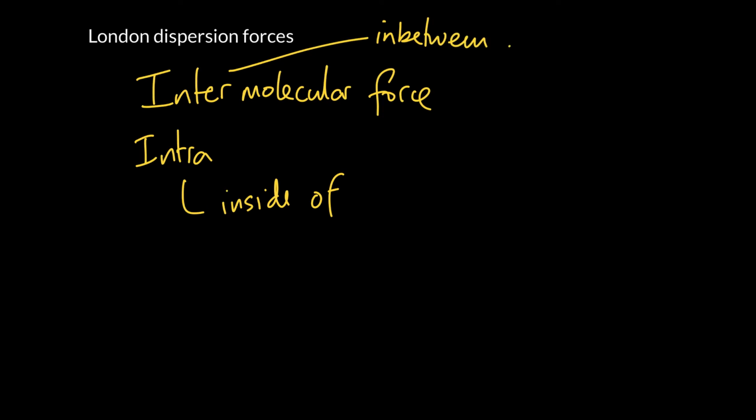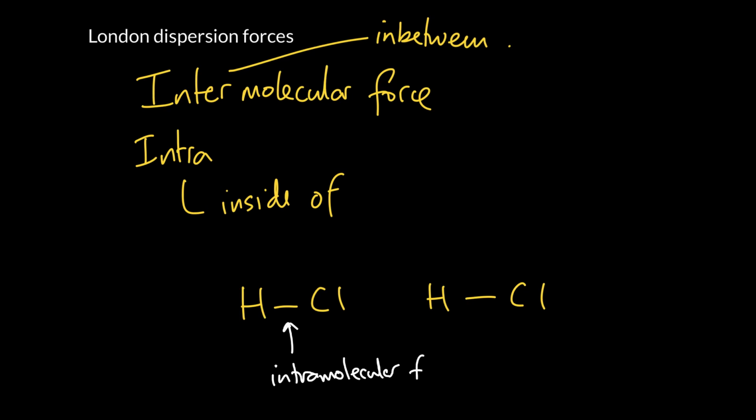So if I take a molecule like hydrogen chloride, and I have, say, two molecules of hydrogen chloride, we know that there's a covalent bond between the two atoms right here. And this is referred to as an intramolecular force. So it is inside of the molecule. So intramolecular force. Right, and this is what we call a covalent bond. Okay, so we're not breaking these bonds here. We need extremely high temperatures to break these bonds, so thousands of degrees, and we can break those.